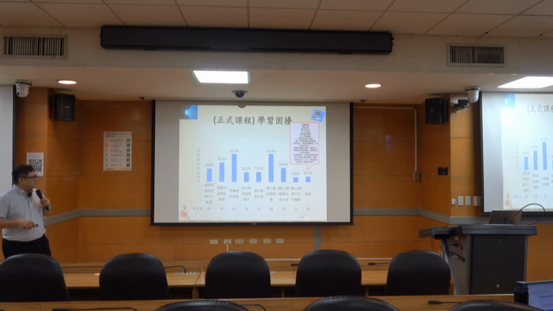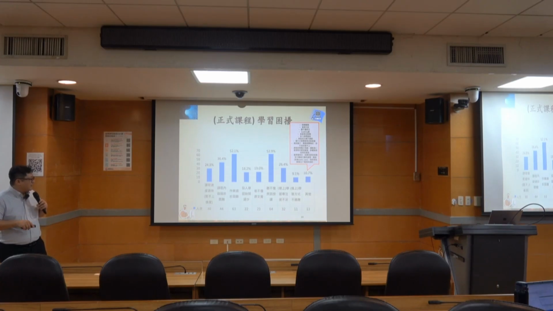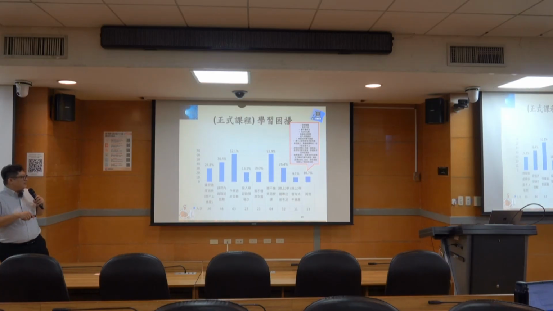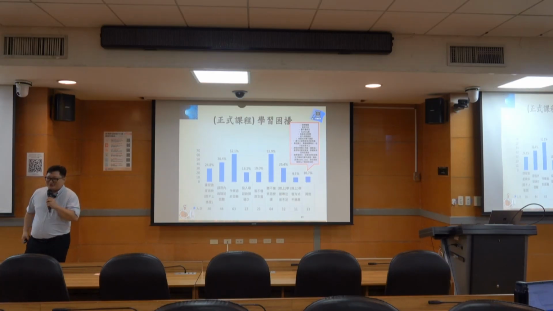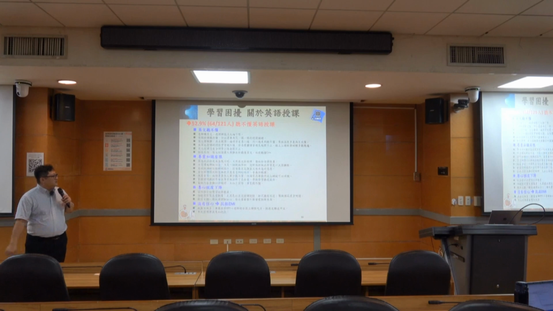And here I just give you some learning difficulties. As you can see here, we got 64, it's more than half, like 52.9%, showing that they cannot understand the English teaching. So this is the students' feedback. By the way, the other high one is that the assignment is too difficult to finish. So these are the 2 major things that students feel are very difficult.